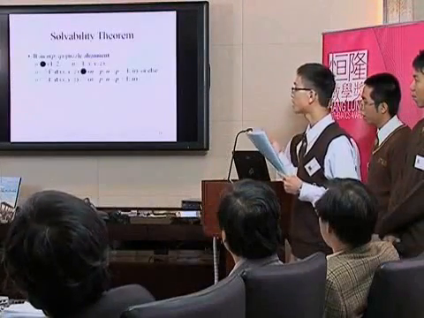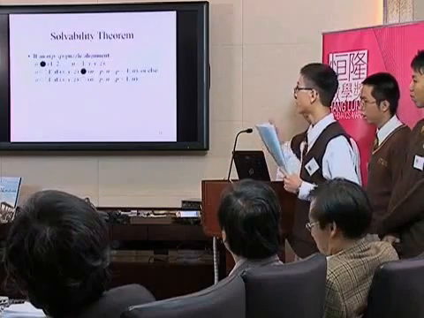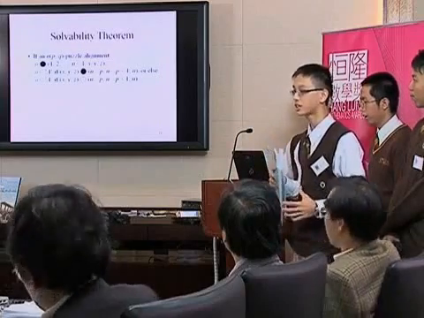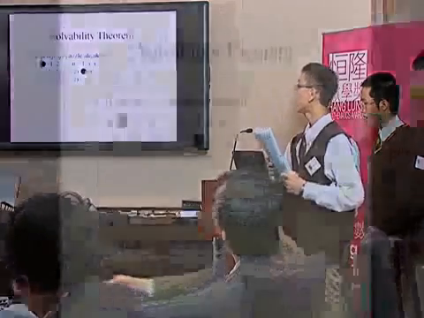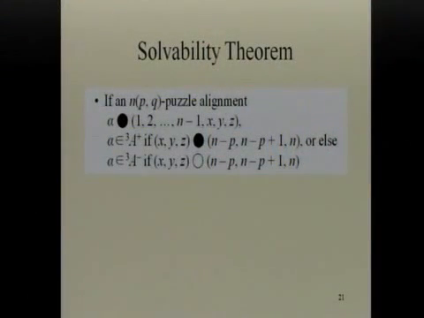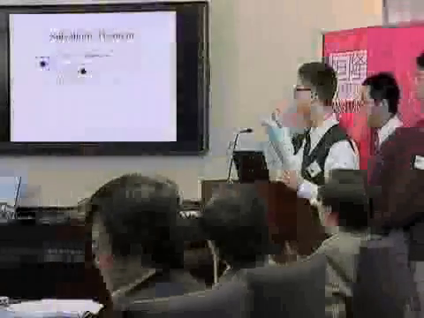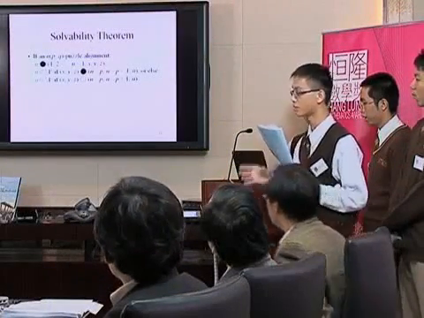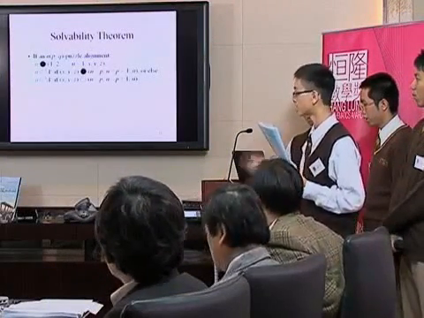And now we can propose a new theorem to denote the solvability of a certain MPQ puzzle. If an MPQ puzzle can be rearranged to be congruent to an alignment like this, then the original MPQ puzzle is solvable if and only if x, y, z is congruent to this: n minus p, n minus p plus 1. If your x, y, z is congruent to this, then the original puzzle is solvable, or else it is unsolvable.